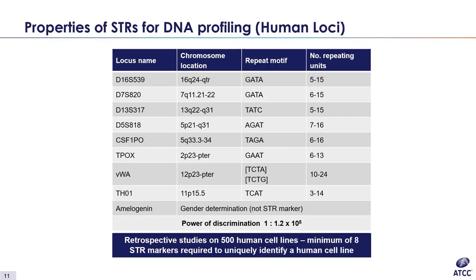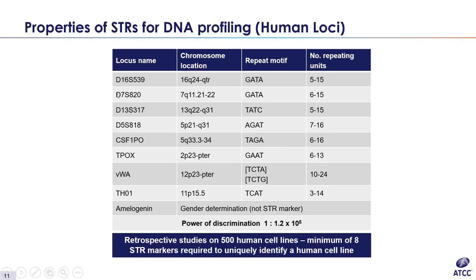Now, this table shows you the properties of STRs for human cells. While the exact loci are different for the mouse, the principle is the same. Each locus is found either on a different chromosome or a different region of a chromosome. Each has a tetranucleotide repeating motif and an expected number of repeats typical for the population. For example, in the top row here, locus D16S539, or D16 for short, is located on chromosome 16 on the Q arm. Its repeat motif is GATA, and you can expect to see 5 to 15 repeating units.